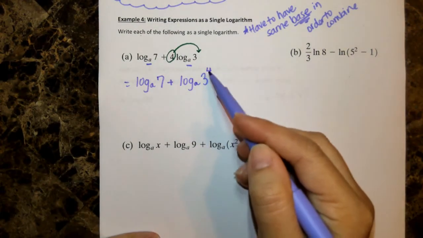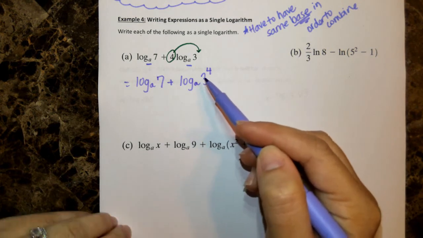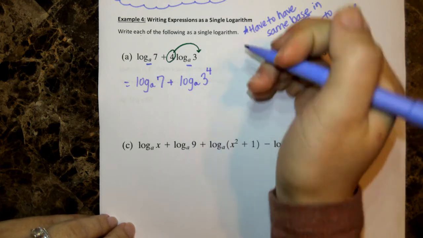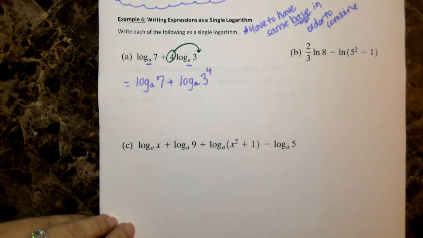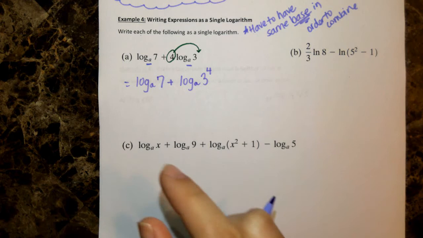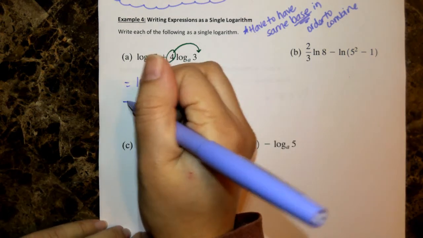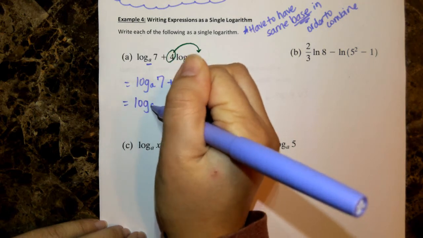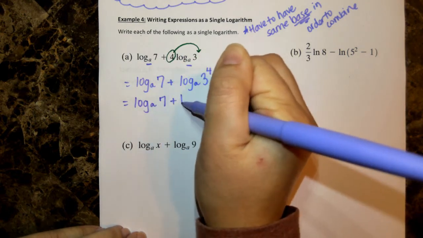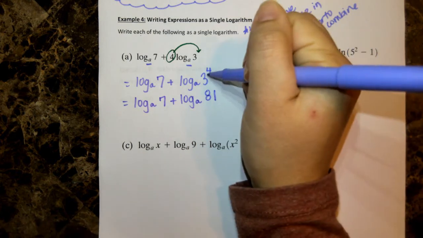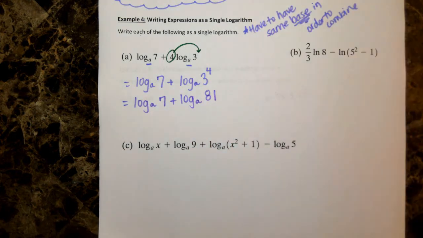Now you can actually simplify that a little bit further. We already know what 3 to the 4th power is. That's 3 times 3 times 3 times 3, which is, I want to say 81. Yes, 81. So I can also rewrite this as log base A of 7 plus log base A of 81. It's not wrong if you leave it as 3 to the 4th, but we know that that's 81.